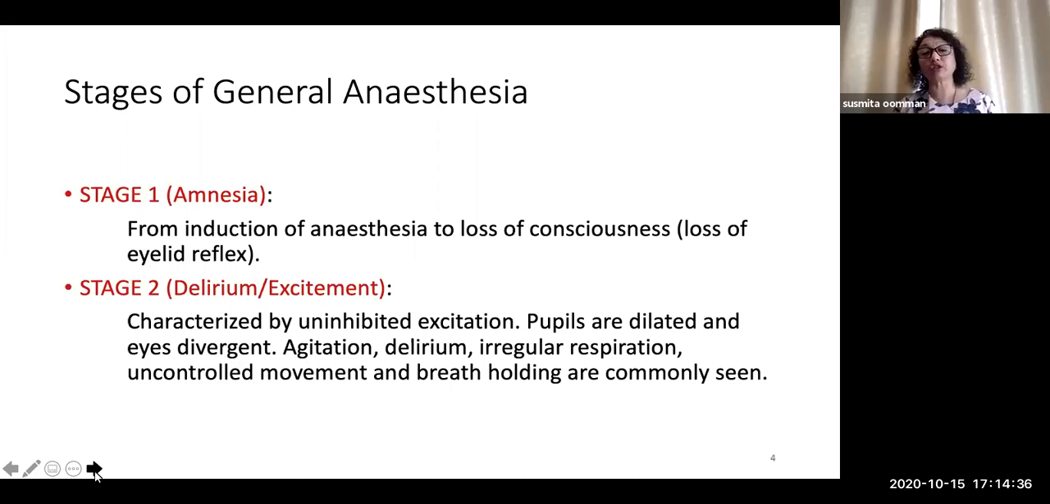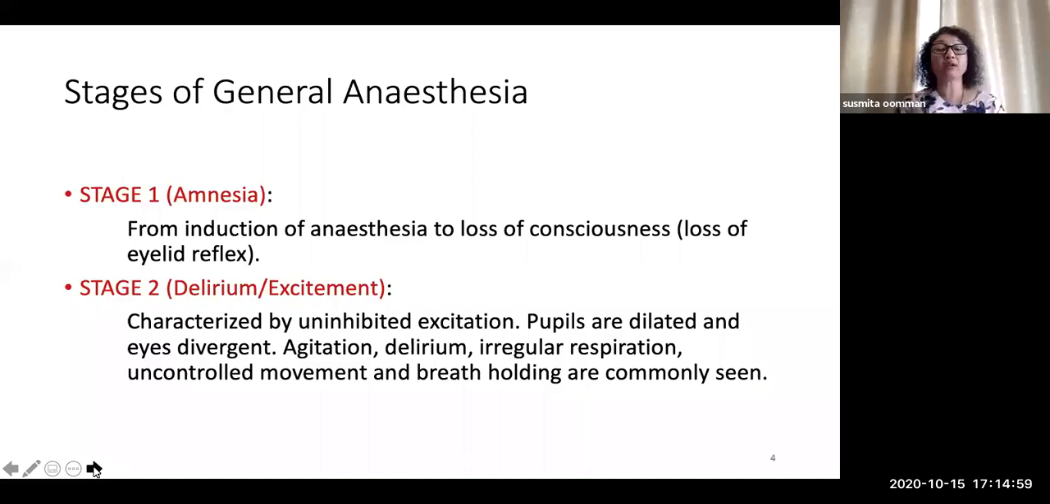But in stage two, the patient is a bit agitated, there is delirium, the respiration is a bit erratic, and the pupils are dilated. It is an uninhibited excitatory state for the patient, and they can also have episodes of breath holding. But we just have to carry on and pass through this stage and go to the next one.